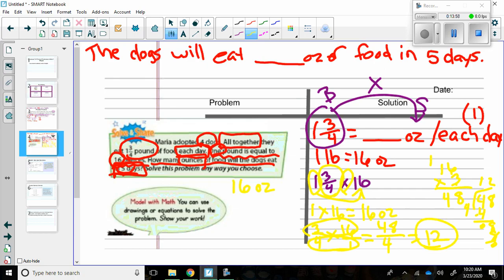3/4 of the dog food is 12 ounces, making it 28 ounces of dog food each day.